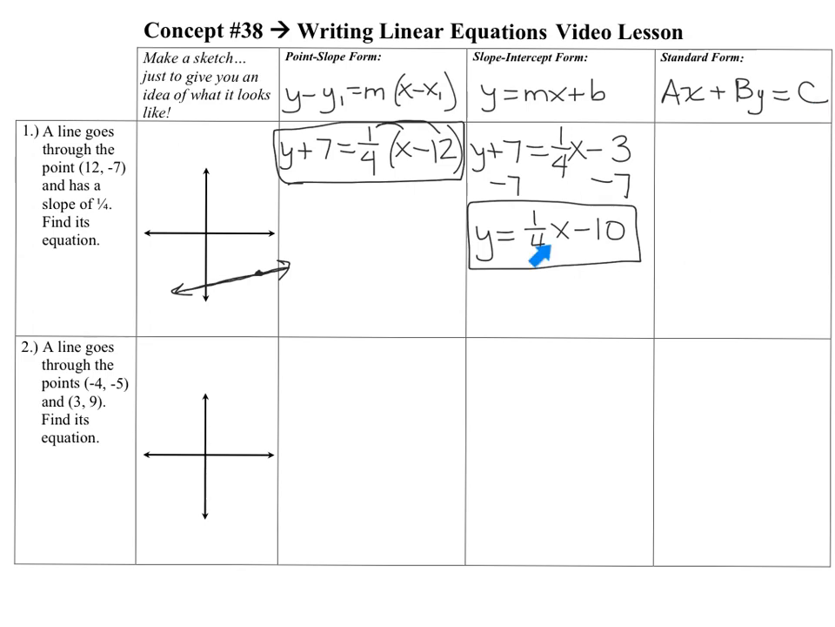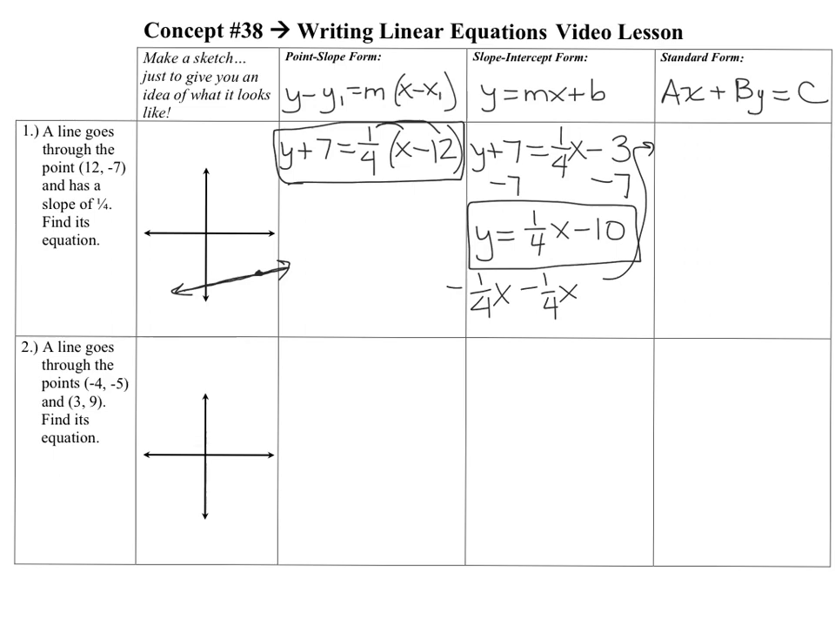So let's just first start by getting x and y on one side of the equal sign. So what I'm going to do is subtract 1/4 x from both sides. So I'll just use my space here to do that. So I'm going to subtract 1/4 x from both sides, and then I'm going to put the rest of the work up here.